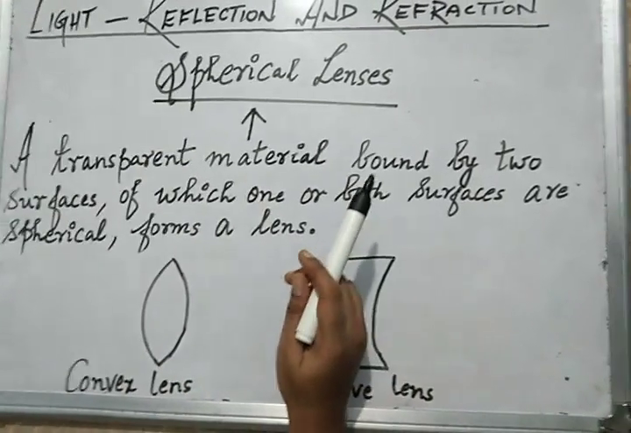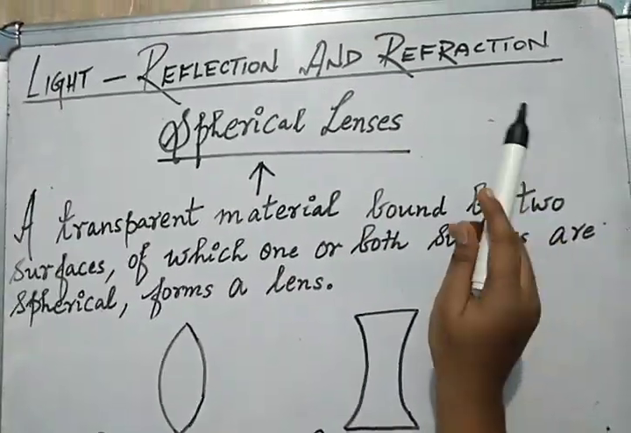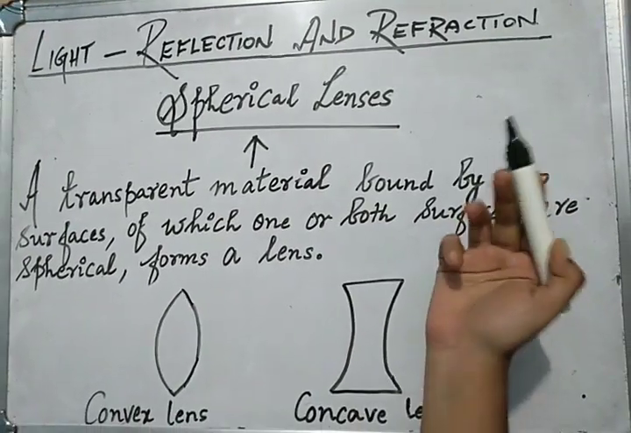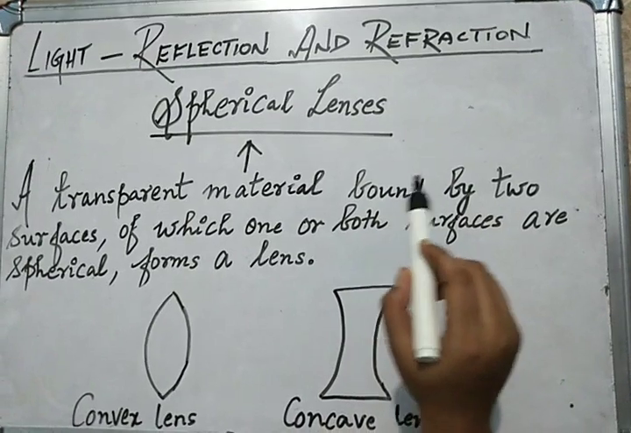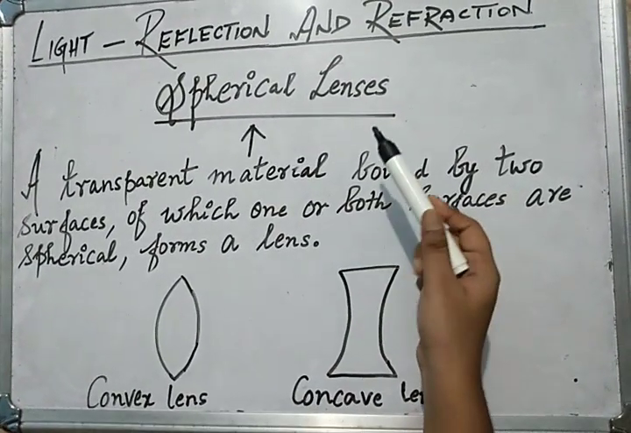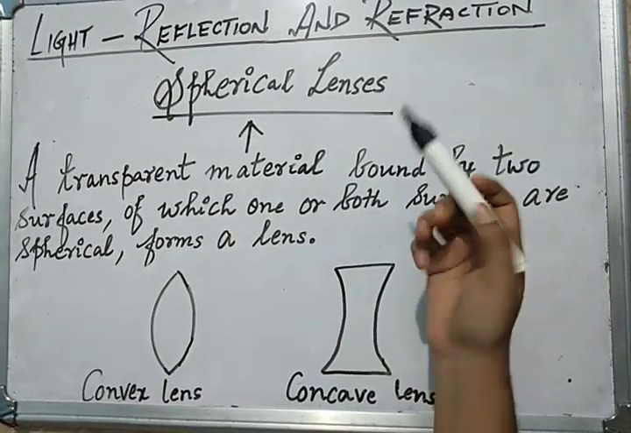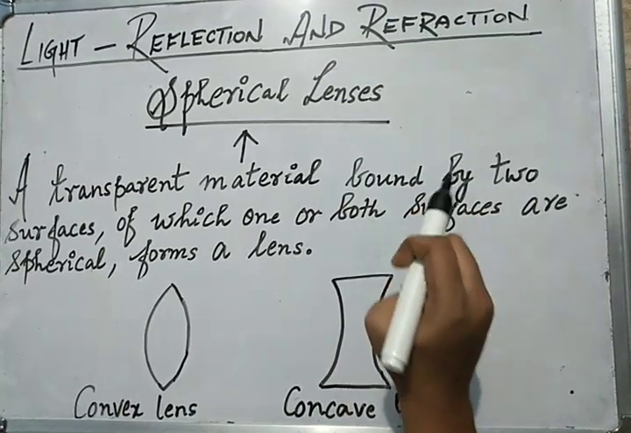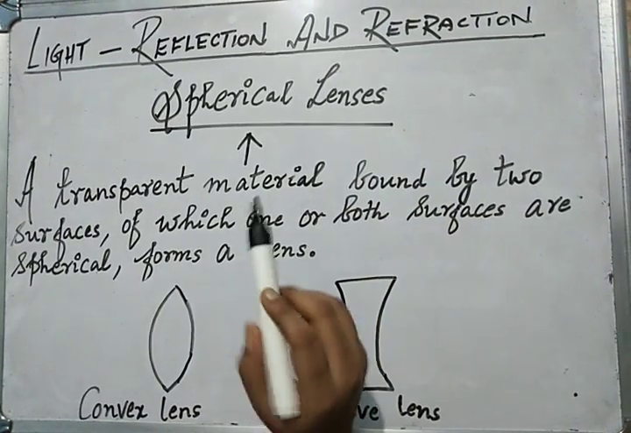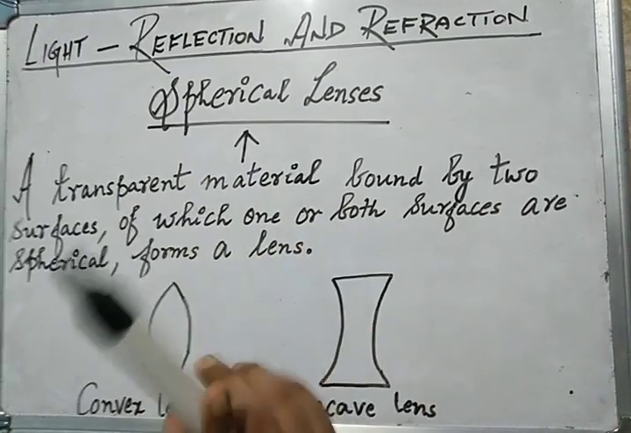We'll be continuing this chapter, Light, Reflection and Refraction. It belongs to chapter 1 of Physics and chapter 10 of NCERT. Our topic for today is spherical lenses. First, I'll be explaining spherical lenses. Then we'll go through some important terms related to spherical lenses. So, what is a spherical lens? Let me tell you what a spherical lens is first.